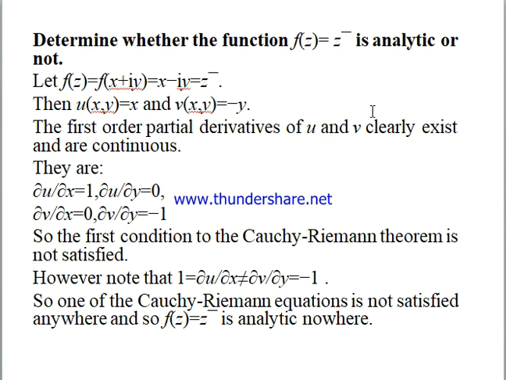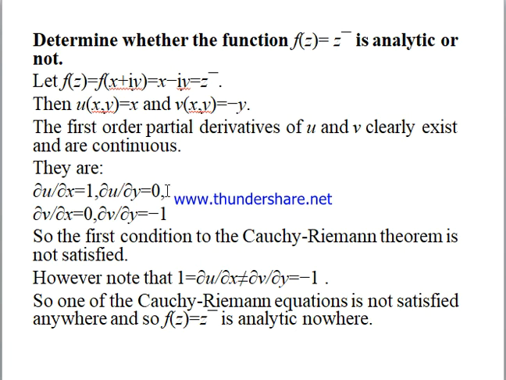Going to the example on analytic function: determine whether the function f of z = z bar is analytic or not. Let f of z = f of x + iy = x minus iy, that is z bar. Here we can take the real and imaginary parts: u of x, y = x and v of x, y = minus y. So the first order partial derivatives exist and are continuous.